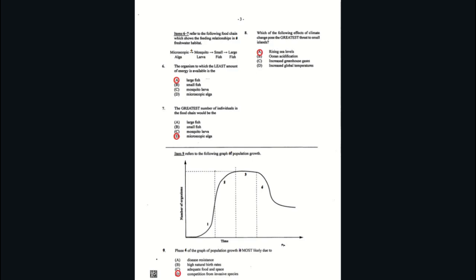that the numbers decrease, right? Because you can have an apex predator at the top of the food chain, and they can wipe out everything. What you realize is that you usually just have a few of them compared to the producers and everything else. So that's basically the reason. The greatest number of individuals in the food chain would be the microscopic algae.